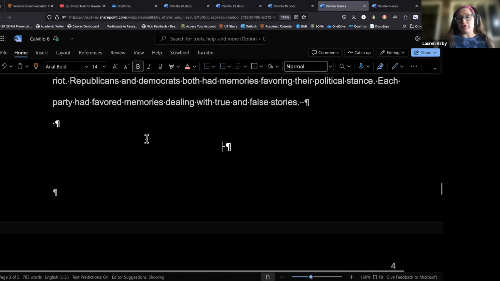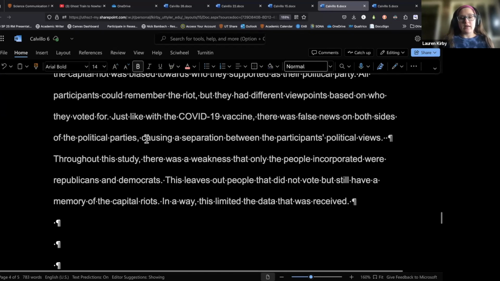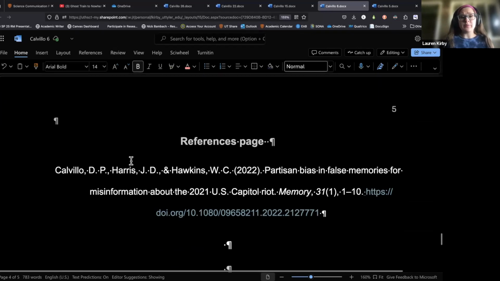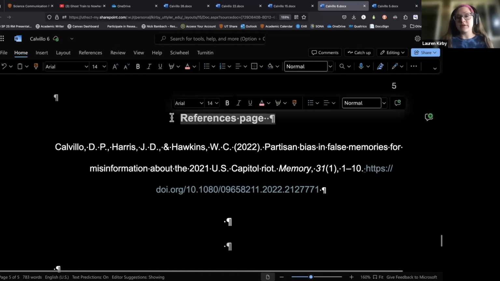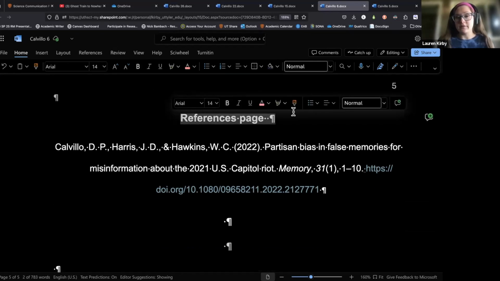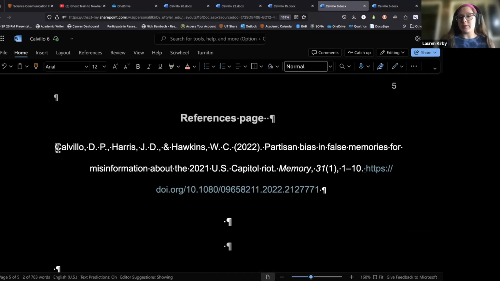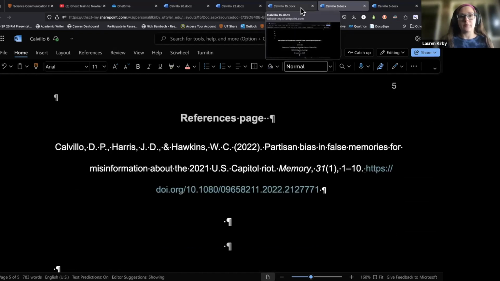This is also, you're not supposed to have this extra space here either. You need a page break also. This is not called references page in APA style. Look at examples. This is also not supposed to be centered. It's a hanging indent. Google how to do a hanging indent.